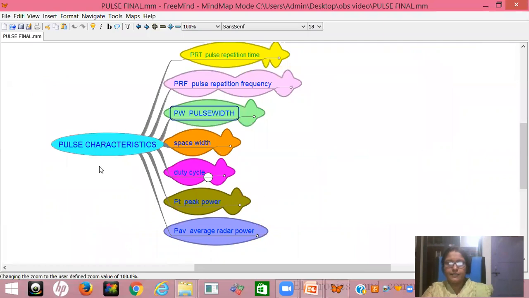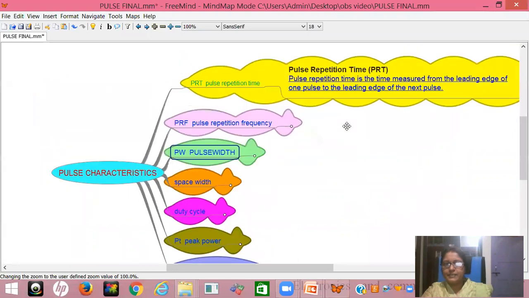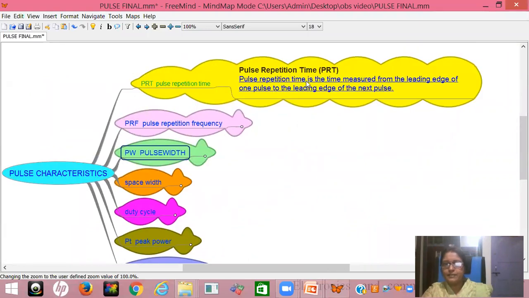Now, see here, these are the pulse characteristics. The first parameter is the pulse repetition time, that is the PRT. The pulse repetition time is the time measured from the leading edge of one pulse to the leading edge of the next pulse. That is called the pulse repetition time here.